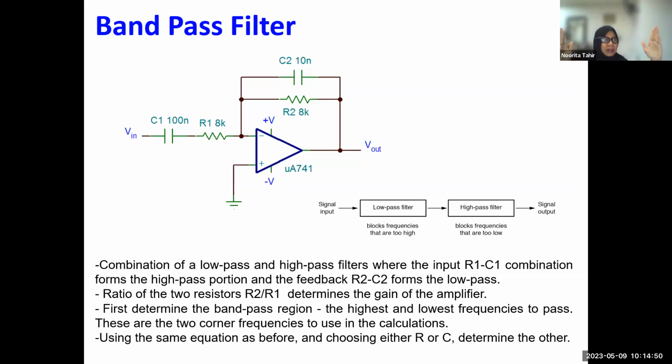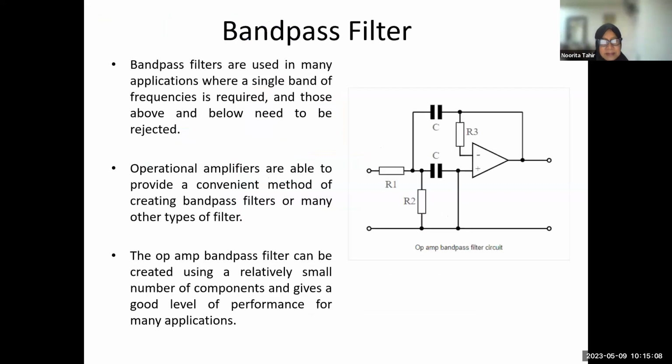The allowable start and end should be sufficient for it to actually function as a good band pass filter. So we need to actually compute the lower end and the higher end of those filters, using again the same equation, Xc equals 1 over 2 pi Fc.